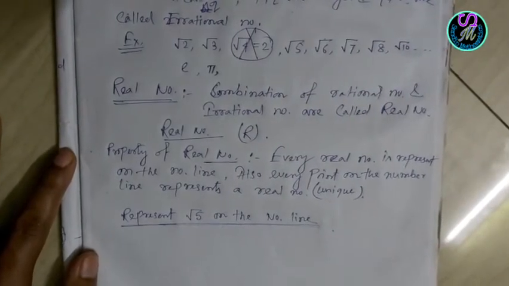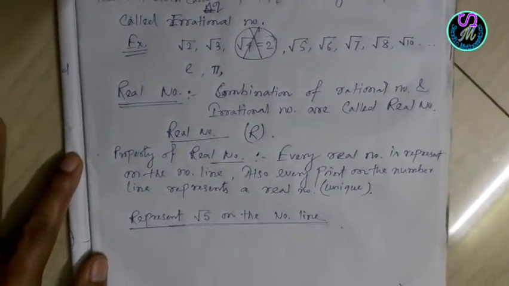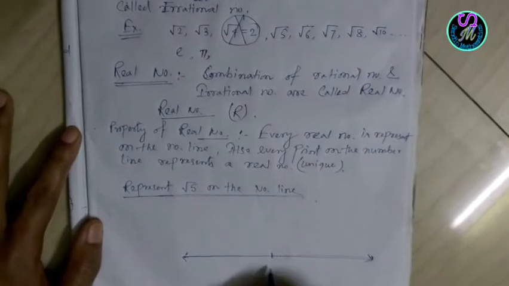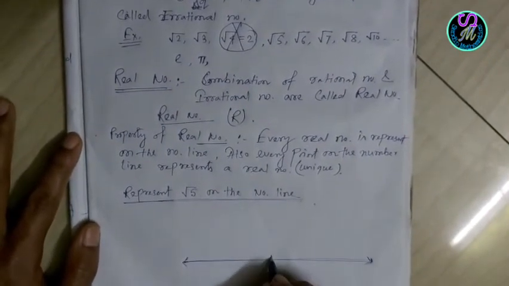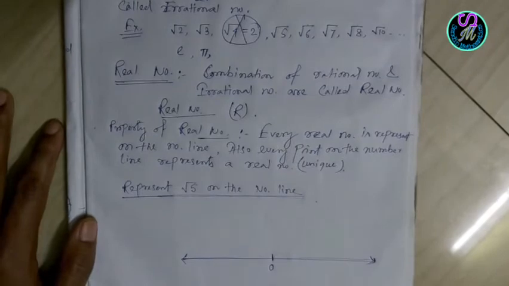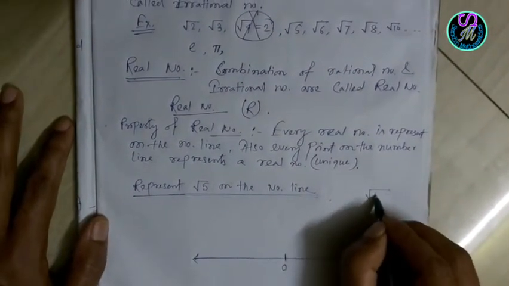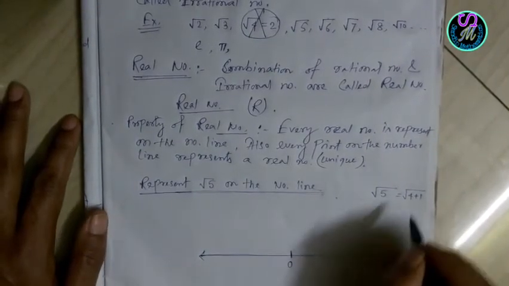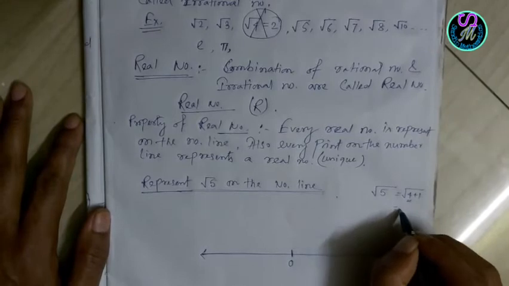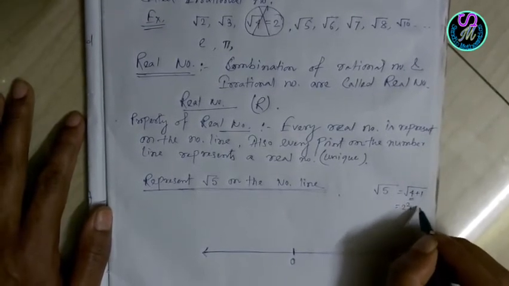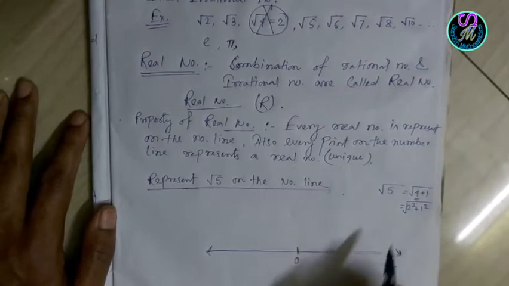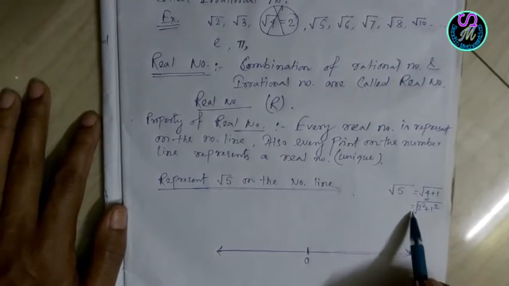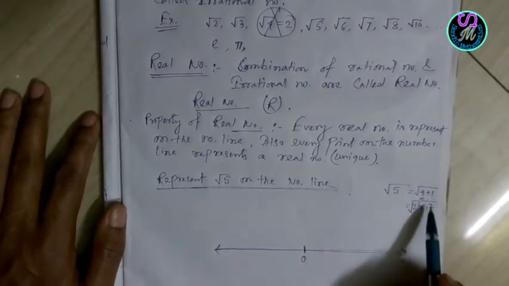At first you have to draw one line, and consider this one, the middle of the line, is the 0. Now root 5 means we have to write 4 plus 1, all under the root. 4 means 2 square, and 1 means 1 square.